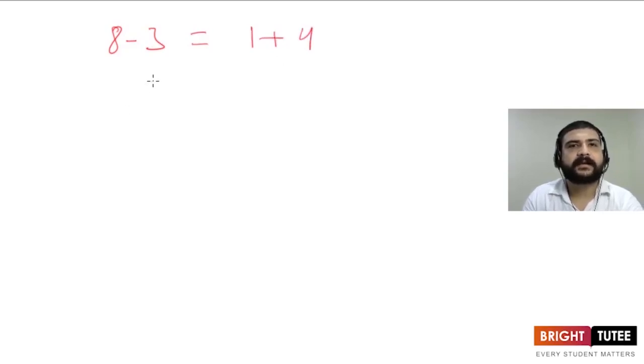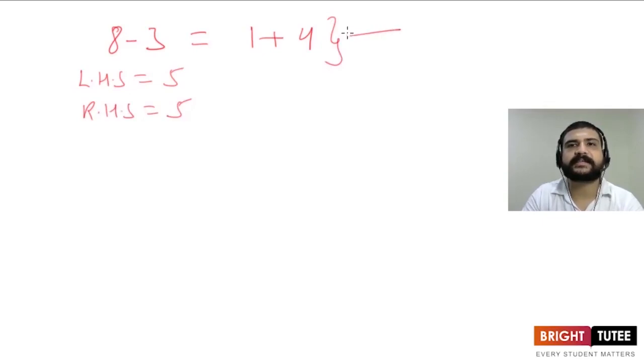Let's take an equation which is 8 minus 3 is equal to 1 plus 4. Now let's try to add different quantities on both the sides. First let's check whether the equation we have taken is balanced or not. So here LHS is equal to 8 minus 3, which is 5, and RHS is equal to 1 plus 4, which is 5 again. So here the equation is balanced.